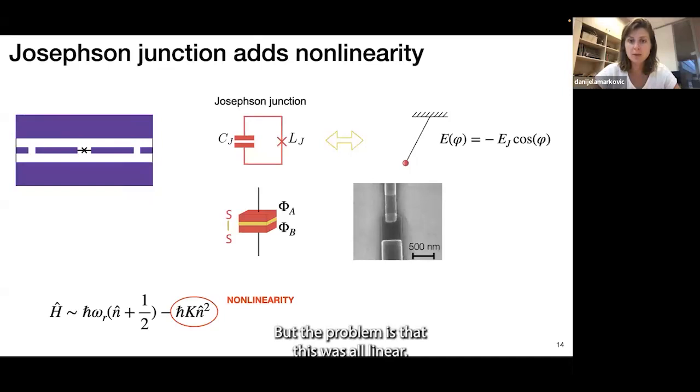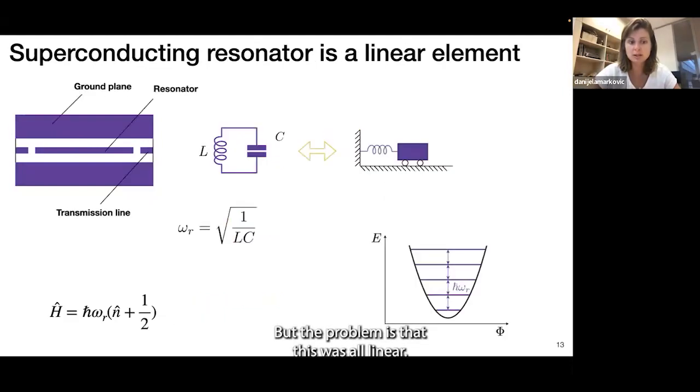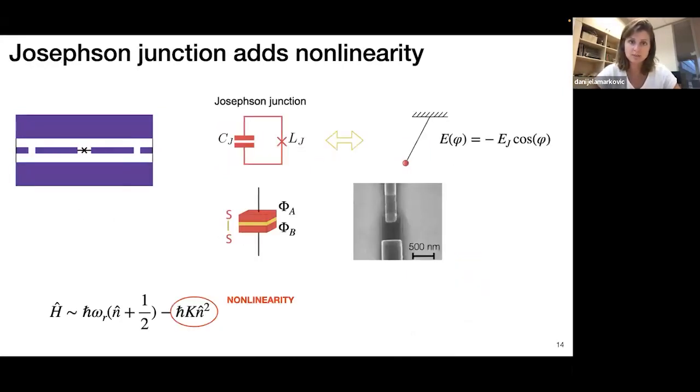Okay, but the problem is that this was all linear. You see the energy, Hamiltonian, is linear in the number of photons in the oscillators. So this is no good for neuromorphic computing. We need some nonlinearity. So how do we add a nonlinearity?